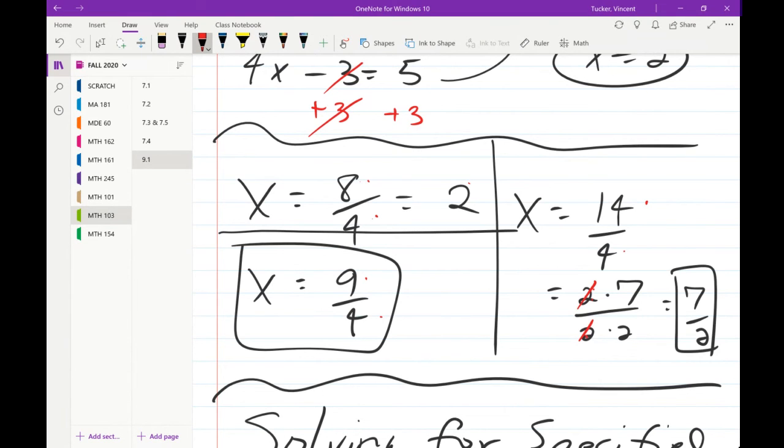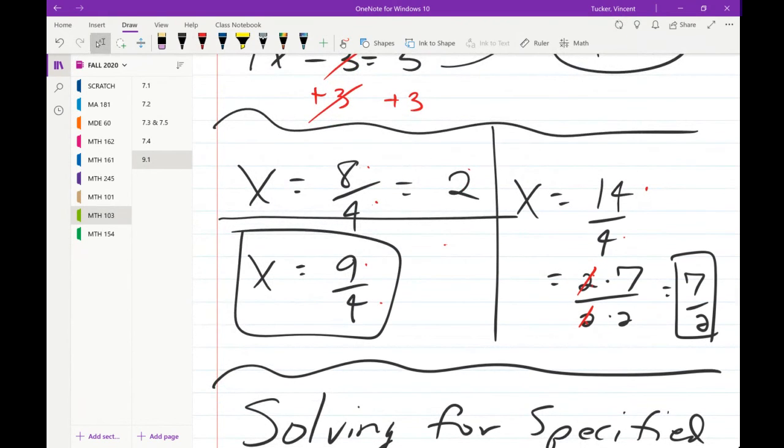I mentioned that before, but we have revisited it here. That's all this is, just re-emphasizing that your answer is expected to be in reduced terms, the most simplified terms possible, or lowest terms.